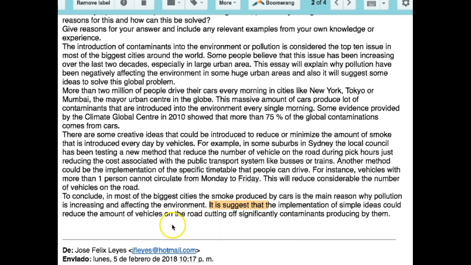Let me just reread. Reduce the amount of vehicles on the road, cutting significantly the contaminants produced by them. Okay, so that needs to be rephrased. Excellent. So we've got the general idea with our essay. Okay, the arguments are clear. The task response is great. Lexical resource is really good as well.